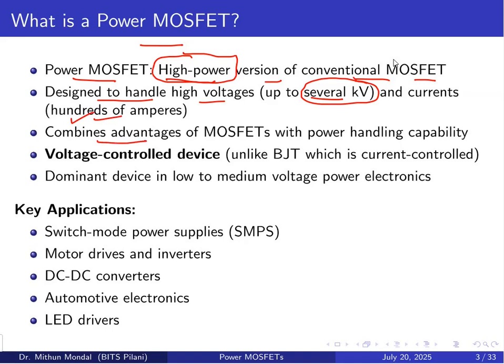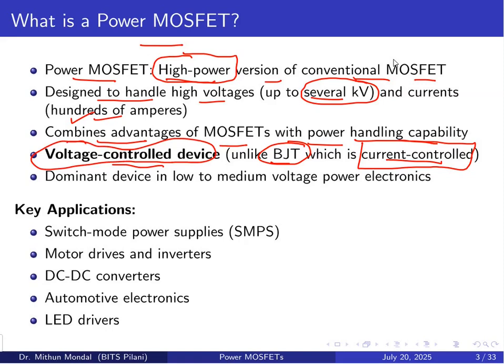They have the combined advantage of the electronic MOSFET with power handling capability. They are basically voltage control devices, unlike the BJTs, which are current control devices. So when we talk about the BJT, that is the bipolar junction transistor, they are basically current control devices, whereas the MOSFETs are voltage control devices. It is the dominant device in low to medium voltage power electronics. So when we have power electronics applications in the range of low to medium voltage, this is one of the most dominant devices in power electronics.